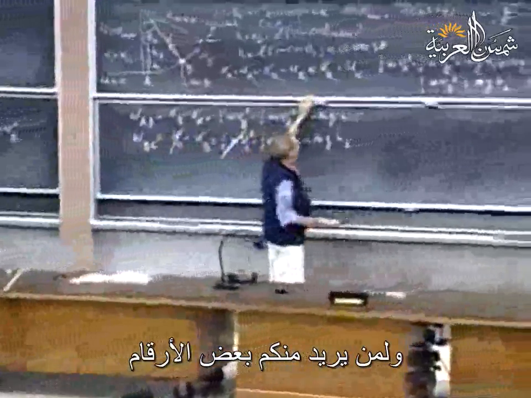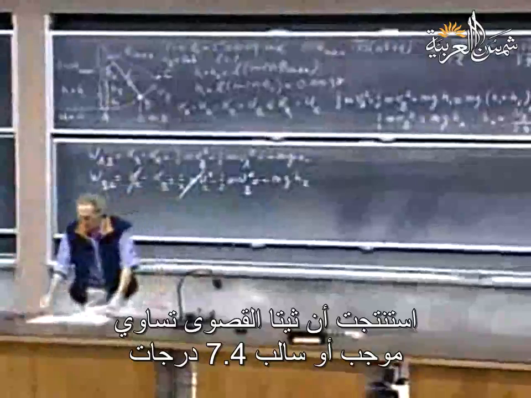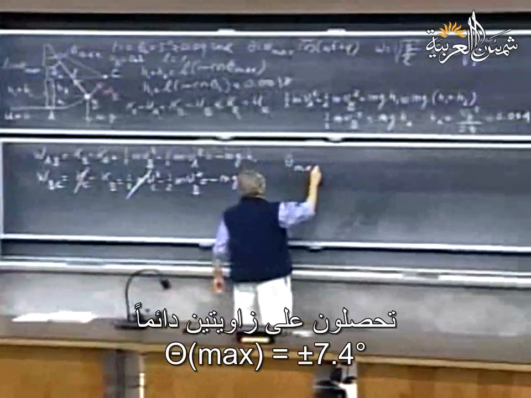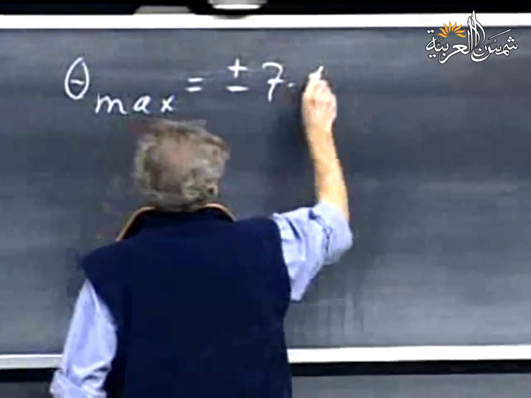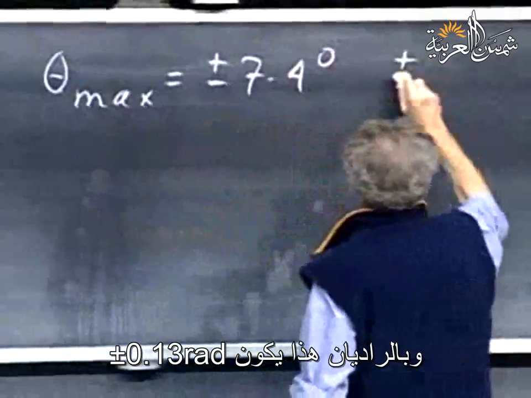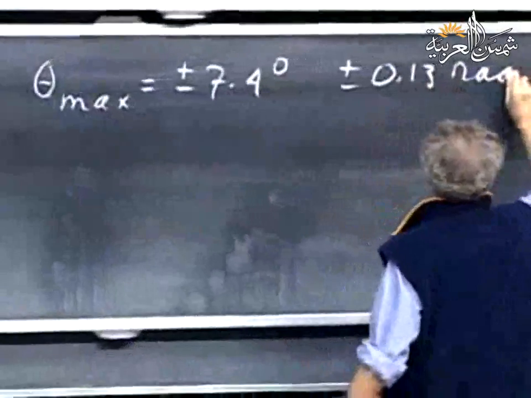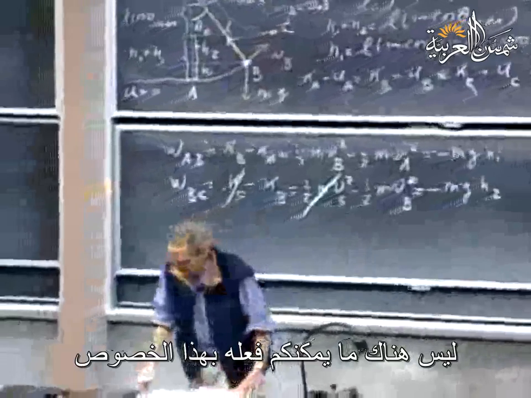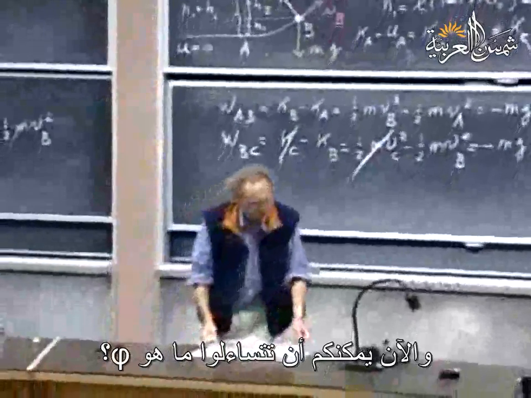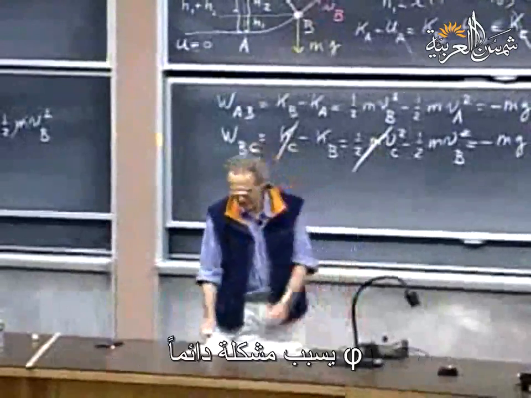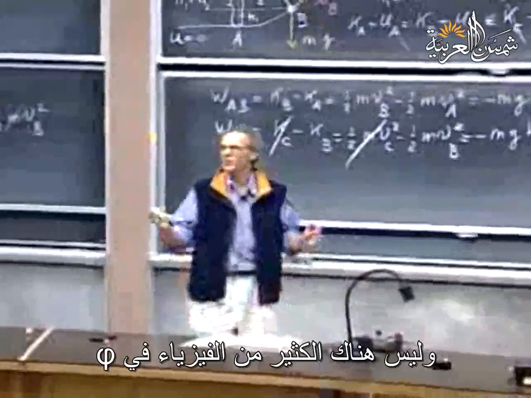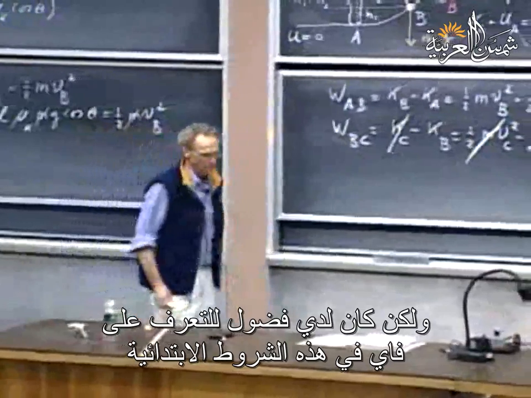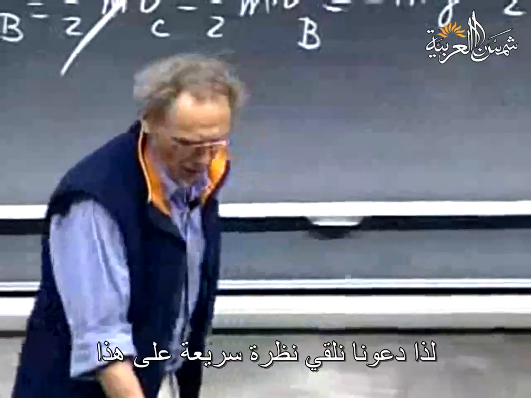And for those of you who want some numbers, I found that theta maximum was plus or minus 7.4 degrees. You always get two angles. And in radians, that would be plus or minus 0.13 radians. You know what the cosine of the angle is, so you always get two angles. Nothing you can do about it. And so now you can ask yourself the question, what is phi? Phi is always a bit of a pain in the neck, and there is really not all that much physics in phi. But I was sort of curious, for these initial conditions, what phi would be. And so let's just take a quick look at that.